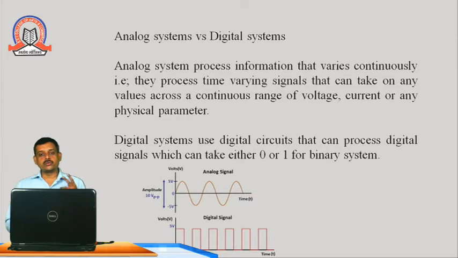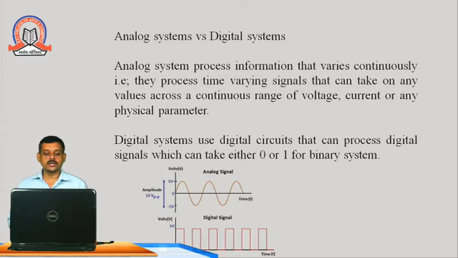So we have two different types of signals or systems. One is analog, second is digital. Now what is an analog system? An analog system processes information that varies continuously. For example, right now I am talking, the sound is a continuous signal, and we are continuously processing that signal. So they process time-varying signals that can take any value across a continuous range of voltage, current, or any other physical parameter.